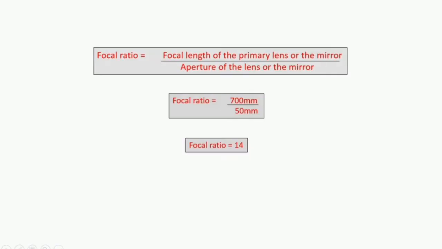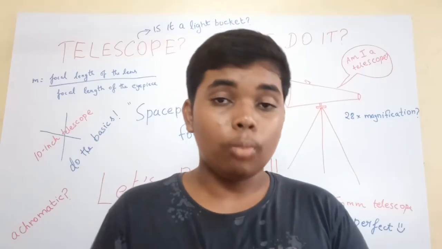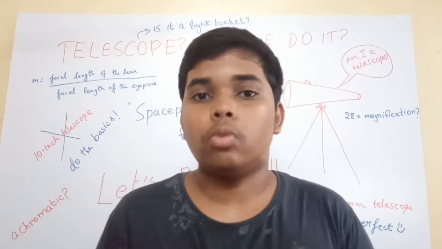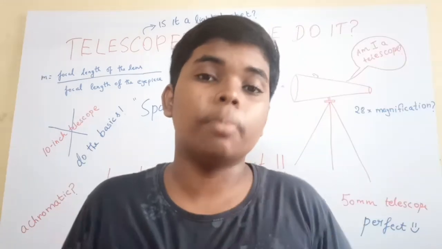It is the ratio of the focal length and the aperture of the lens or a mirror. It is calculated as focal ratio equals focal length of the lens or mirror divided by aperture. For this telescope, the focal ratio will be 700 divided by 50, which equals 14. The higher the focal ratio, the longer the focal length, and the narrower the field of view. Now, let's start to build the telescope.